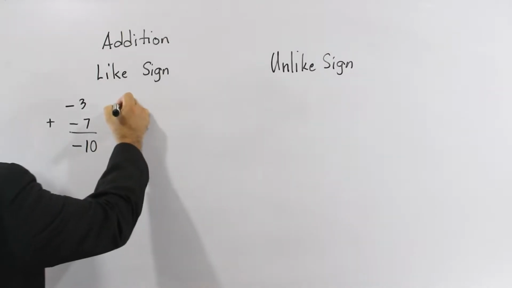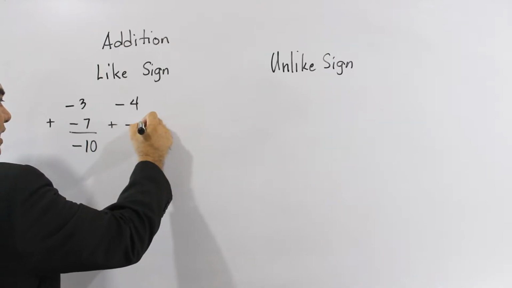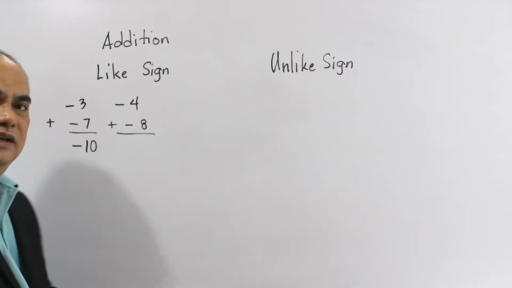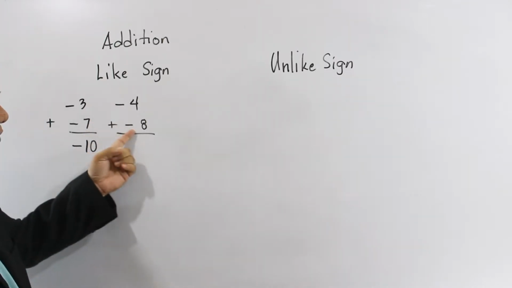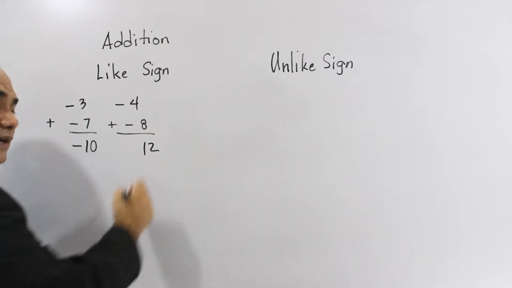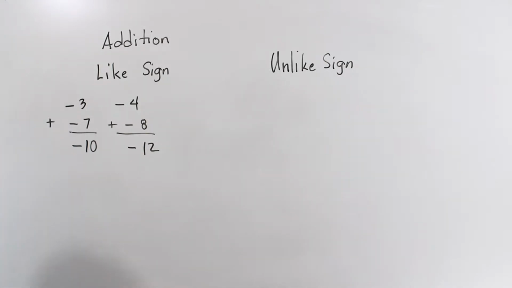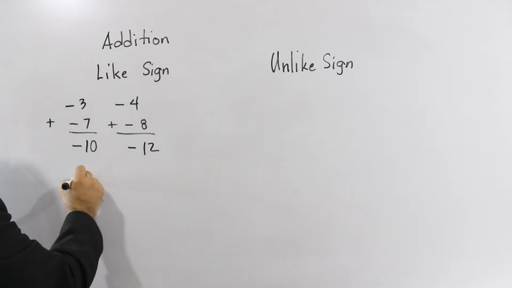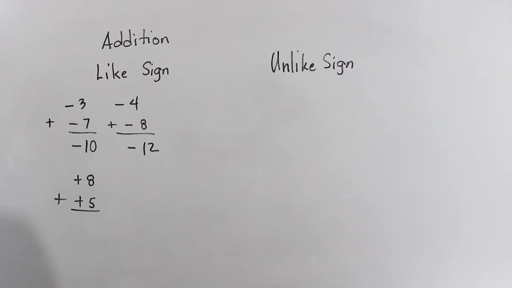Another example is negative 4 plus negative, let's say, 8. Again, let's first check whether the signs are similar or not. Both of them are negative. We simply add the 4 and the 8. So we have now 12. And again, we bring down the sign negative. But if we have both positive, let's say positive 8 plus positive 5, the sum of this is 13, and once again, we bring down the sign of positive.